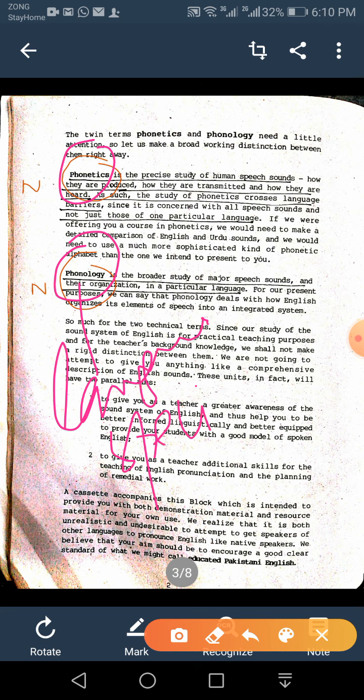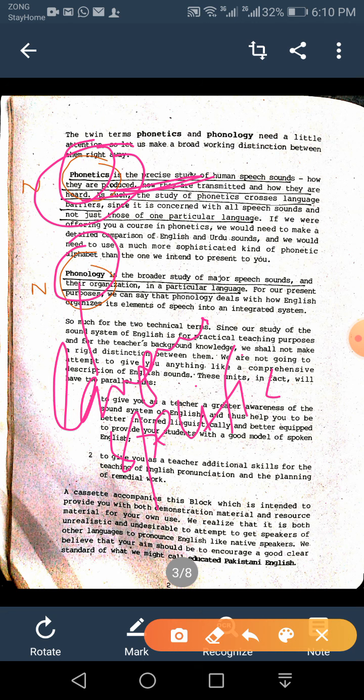Language specific means that we can use this term like Urdu phonology, English phonology, Japanese, French, German, Pashto phonology, Hindko phonology, Punjabi phonology, Sindhi phonology. But we can't use this term with phonetics. We can't say Urdu phonetics. We can't say English phonetics.